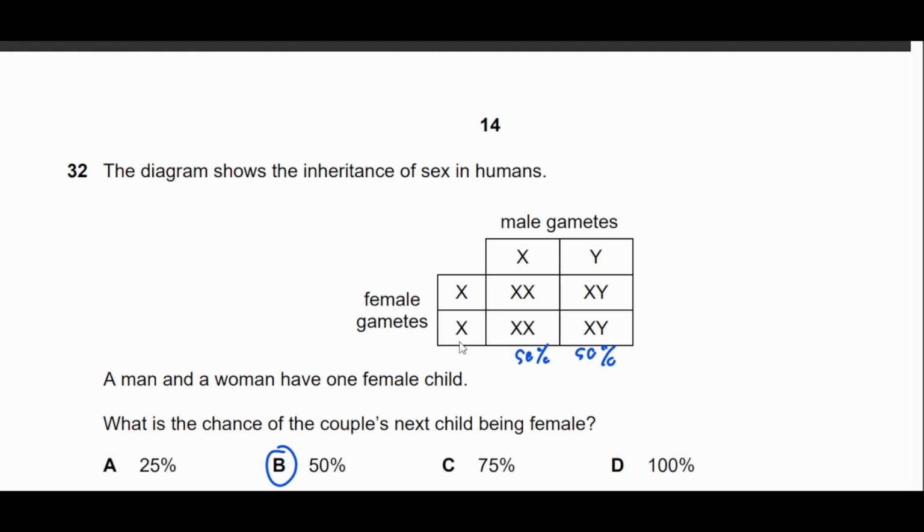Okay? I know a lot of people that would write 25% because they think the chance of getting a female child next is dependent on the chance of getting a female child the first time. So they will do 0.5 times 0.5, which is 0.25, which is the wrong answer. Therefore, the chance is still 50%.